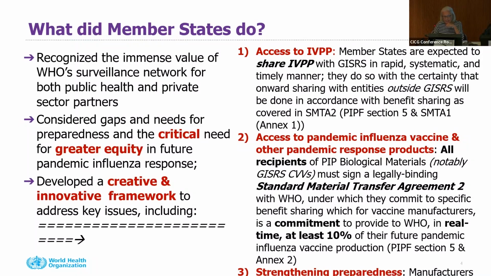And so that brings me to the second key issue that was addressed, and it has to do with access by all countries to pandemic influenza vaccines and other pandemic response products. And this is done through a mechanism known as the SMTA2. Under that mechanism, all recipients of PIP biological materials, so these are the materials that Wenqing referred to, notably the candidate vaccine viruses, must sign with WHO what's called SMTA2, a legally binding contract, under which the signatory commits to specific benefit sharing.